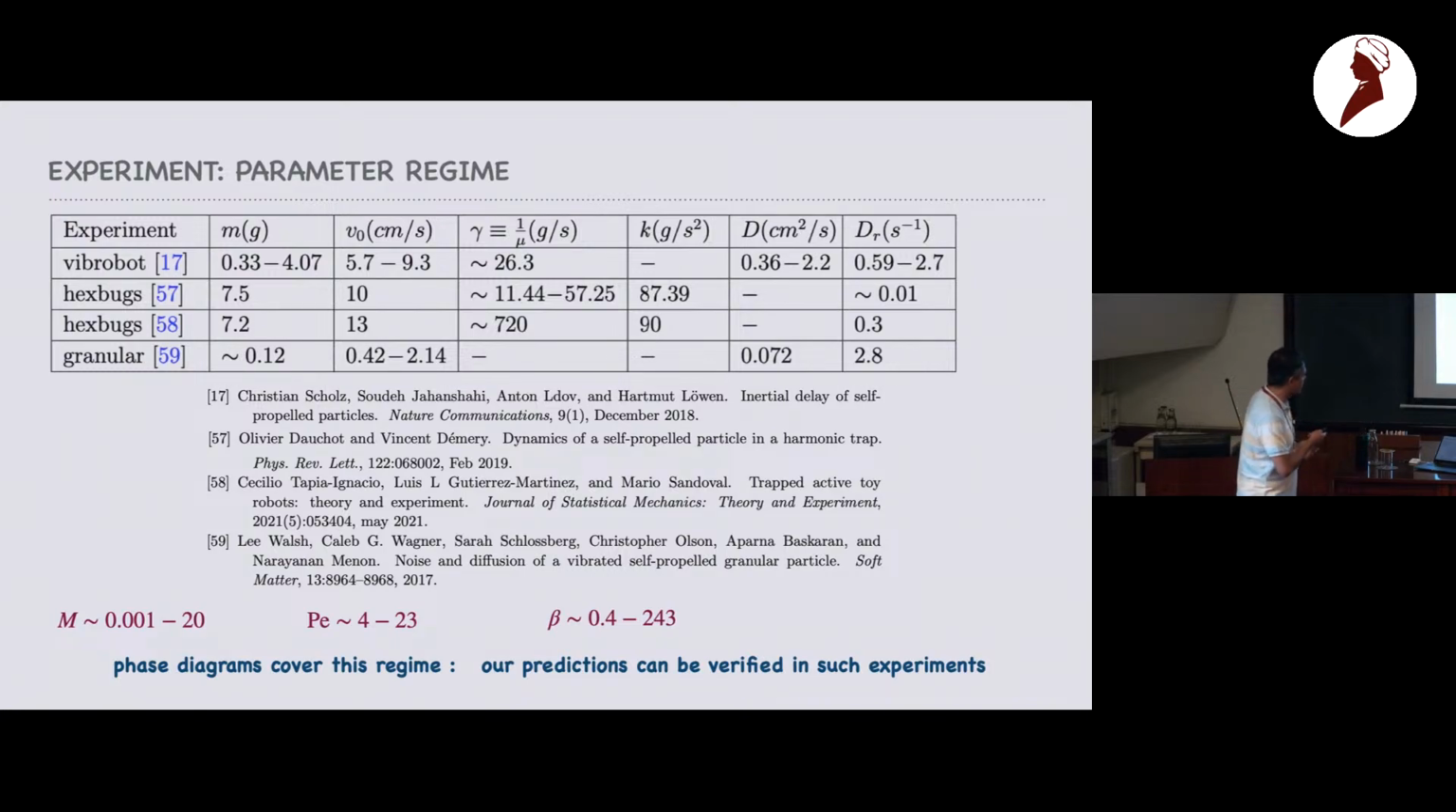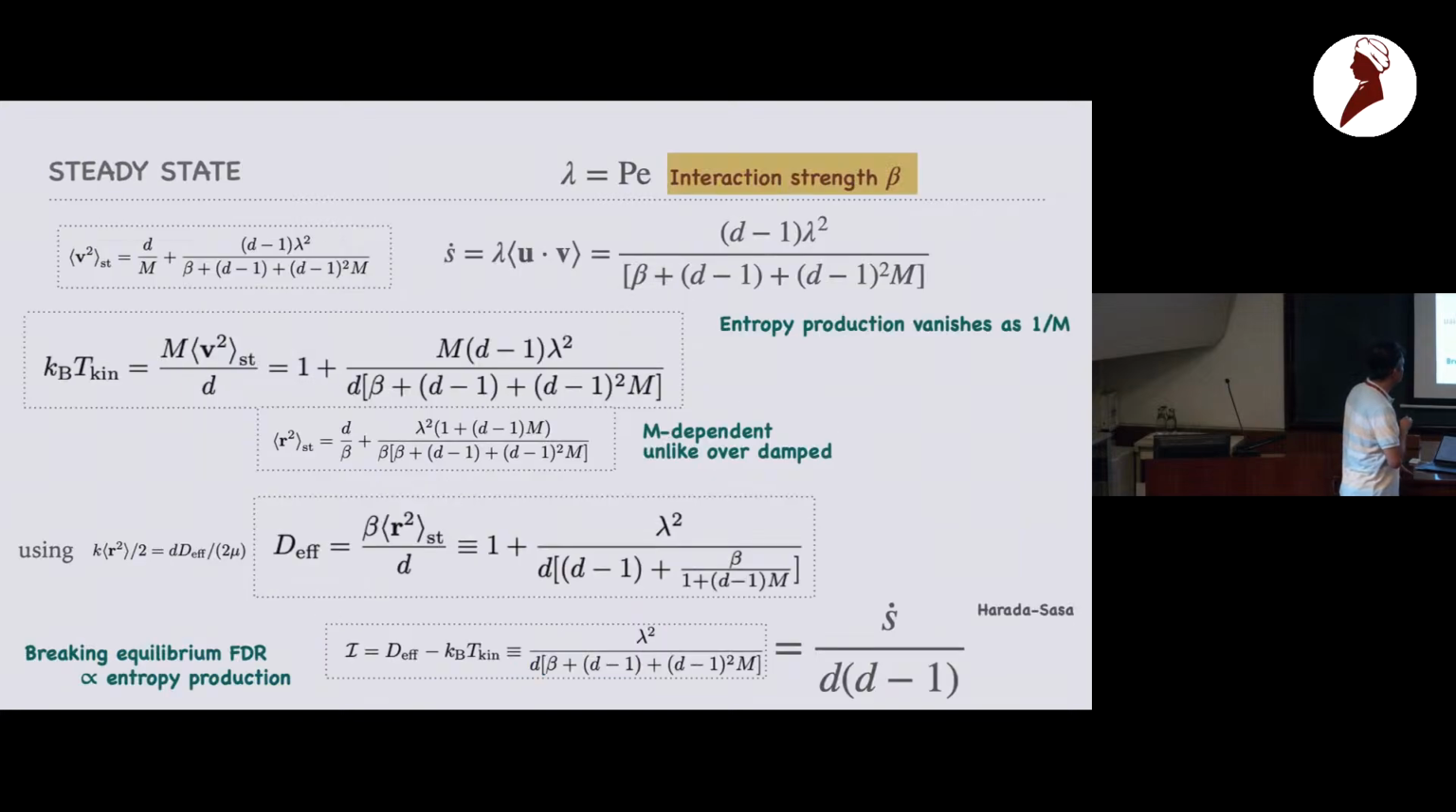And this was a comparison with various experiments, done either in fibroblasts, hexbugs, granular systems, looking at what the ranges of these inertial timescale ratios are, which go from pretty much overdamped to very large values, and activity and the trap strengths. This range is what we have already covered in that phase diagram.